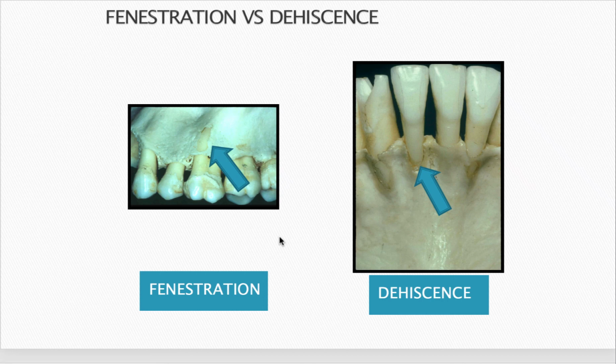We'll talk more about dehiscences as we get into your Periodontics 3 course because they play a distinct role in determining what you can do in the case of gingival recession. This concludes this module on alveolar bone.